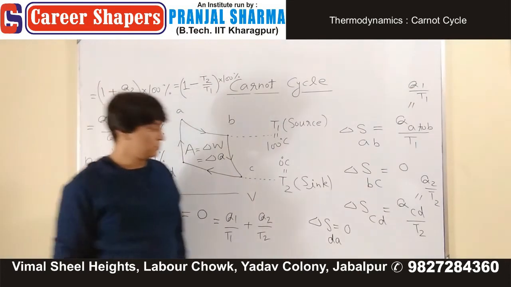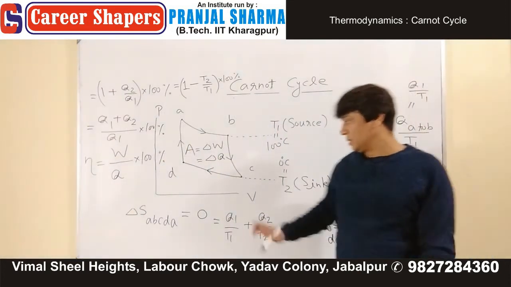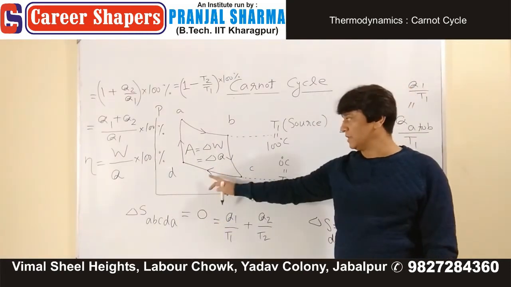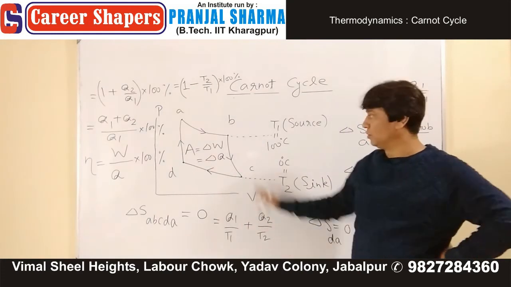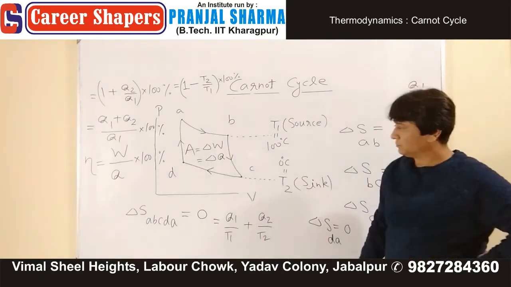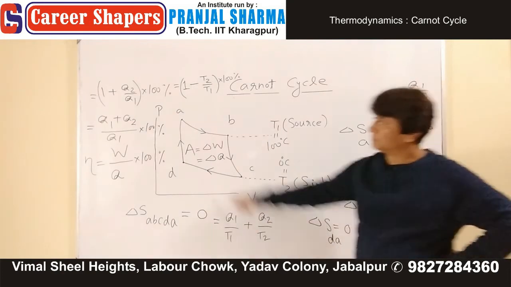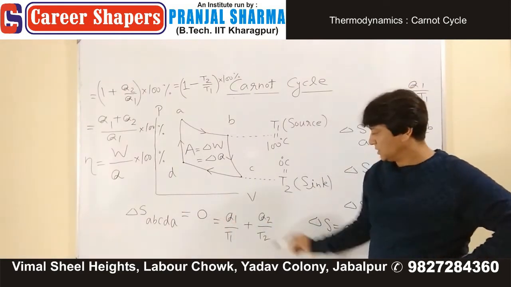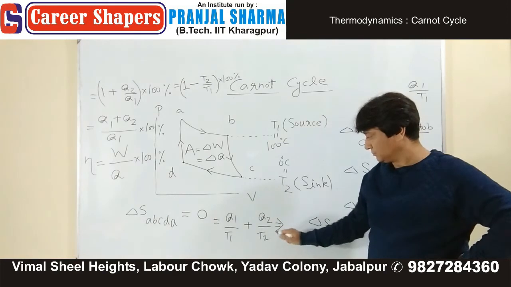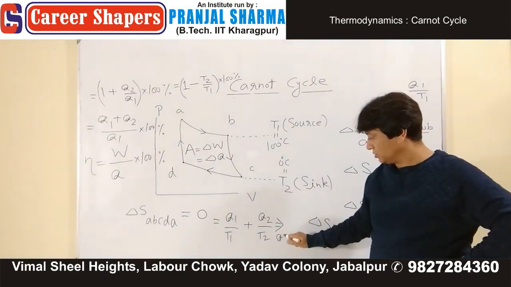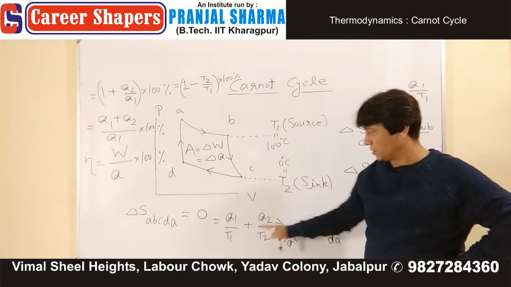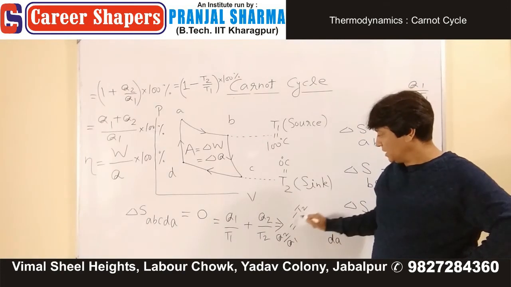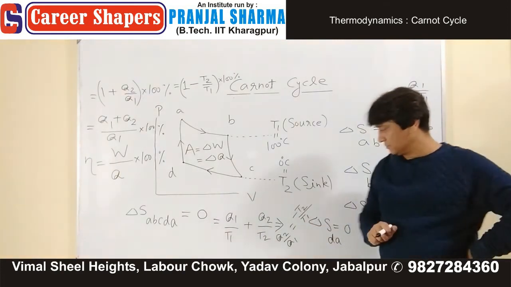Q2 divided by T2. Now, the moment you say for the entire process change in entropy is 0, for this and this, Q1 upon T1, Q2 upon T2, for this and this, it's 0. क्या चाहिए था अपने को? Q2 upon Q1 मिल गया. Look at this. This tells us that Q2 upon Q1 is coming minus of T2 upon T1.